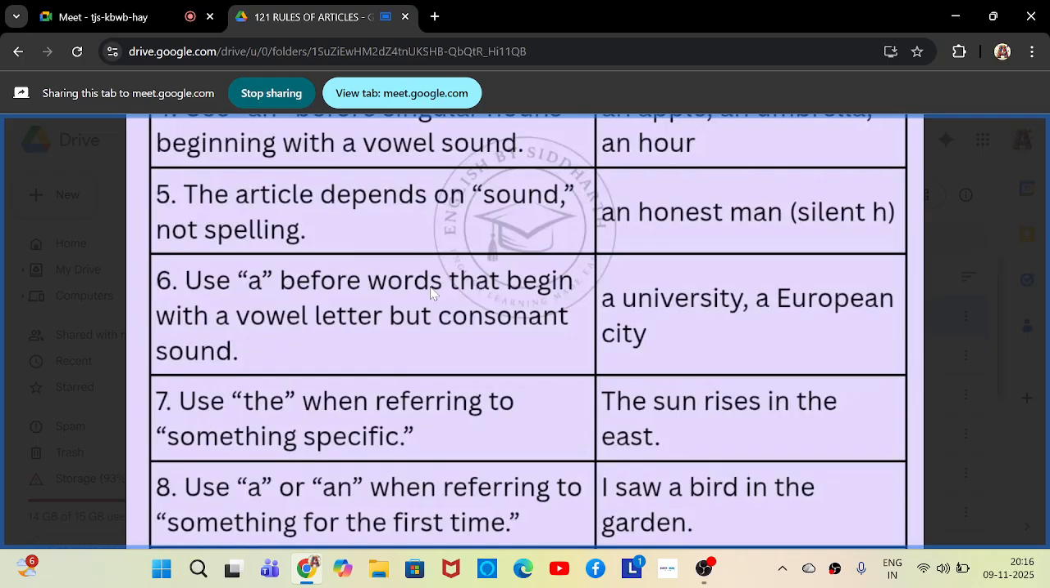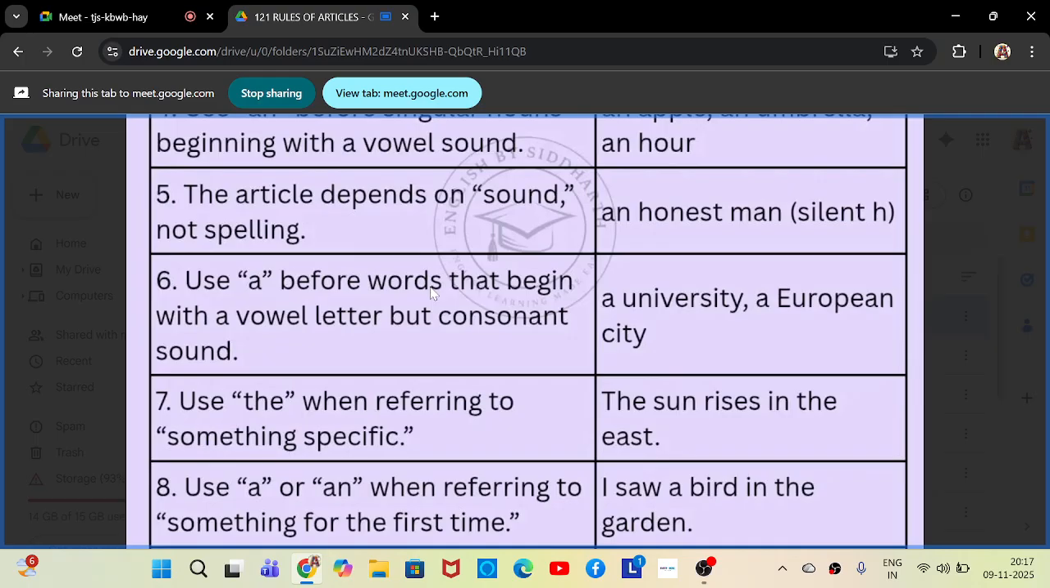HOUR starts with a consonant alphabet, but the sound is a vowel sound. So alphabets can sometimes be consonants, but you should not give importance to the alphabets. You should look at what sound they have. If the word has a vowel sound, use an. And if a word has a consonant sound, use a.